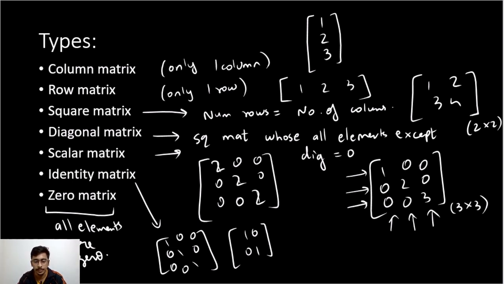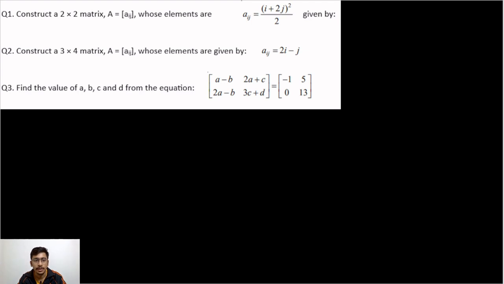I've covered them very quickly. If you want to get more details about it, just refer to your textbooks. And let's solve a few questions here. Let's say the first question is to construct a 2 cross 2 matrix whose elements are given by this form. Okay, so I and J are nothing but the parameters of rows and columns respectively. So if it is a 2 cross 2 matrix, I is the row and J is the column. So I can get two values, I equal to 1 and I equal to 2. J can also get two values, J equal to 1 and J equal to 2.